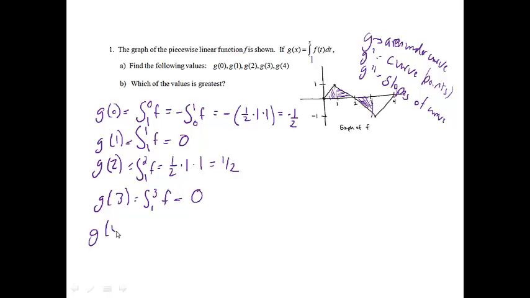And then g of 4 is going to be the area under the curve from 1 to 4. Well, I knew the area from 1 to 3 is 0, so I just now need to calculate the area from 3 to 4, and it's underneath the x-axis, so it's going to be negative 1/2. The base is 1, the height is 1, so this is an answer of negative 1/2.